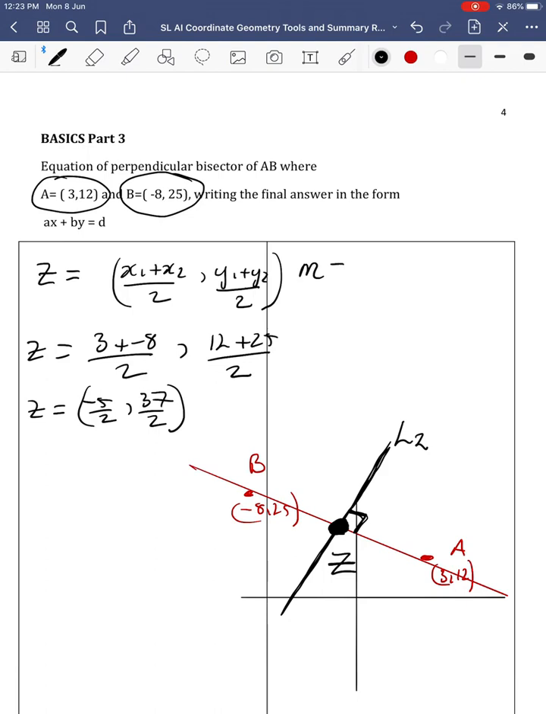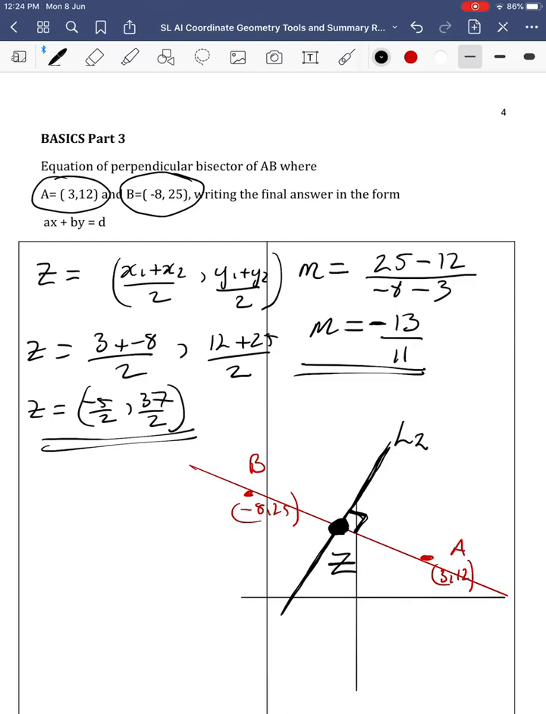And now the gradient. So the gradient I'm just going to do as y2 minus y1 over x2 minus x1. Again, you can choose which point to call 2 and which point to call 1. And we've already got this gradient from the question before. It's 13 over 11, but it's a negative gradient. Okay, so this is actually for L1. This is the gradient of L1, and this is the midpoint of L1 from A to B. Okay, so let's now switch to L2, because if the gradient here is negative 13 over 11, then the gradient here is actually 11 over 13.